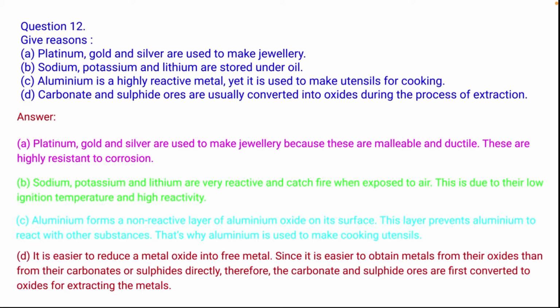Since it is easier to obtain metals from their oxides than from their carbonates or sulfides directly, the carbonate and sulfide ores are first converted into oxides for extracting the metals. Okay, let's move on to the next question.